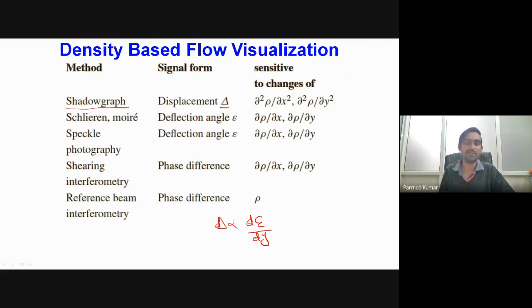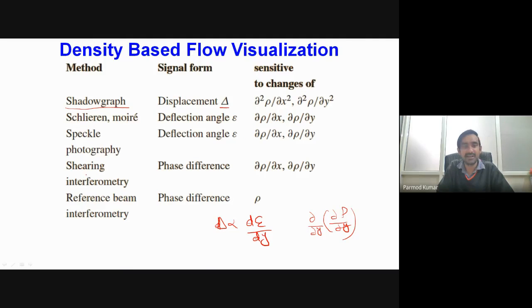Okay, so because of that, what will be happening? Because we already know that epsilon is proportional to del rho by del y, the sensitive parameter we will be getting reflects the derivative of the gradient of the density field. So while we are measuring the displacement, we are getting the corresponding double derivative of the density field. Then we have another technique, schlieren or Moire deflectometry. In this particular case, we measure the deflection, so I will be getting the gradient of the density field.